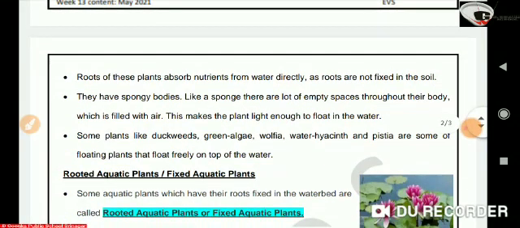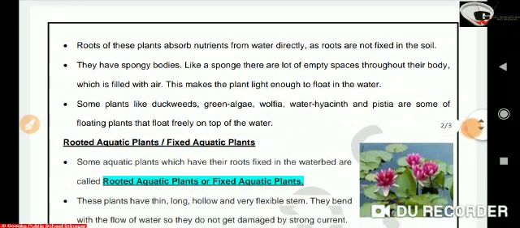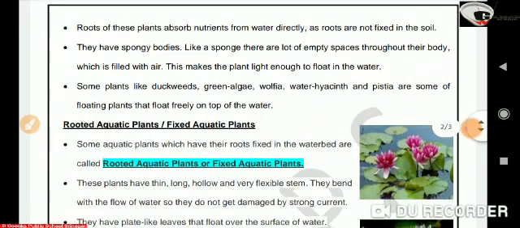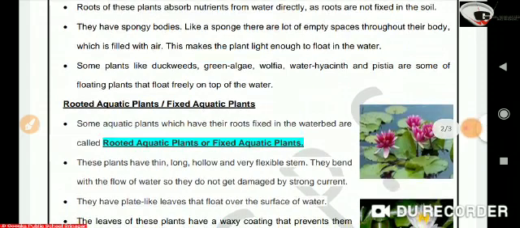They have spongy bodies. Like a sponge, there are a lot of empty spaces throughout their body which is filled with air. This makes the plant light enough to float in the water. Some plants like duckweeds, green algae, wolffia, water hyacinth and pistia are some of the floating plants that float freely on top of the water.